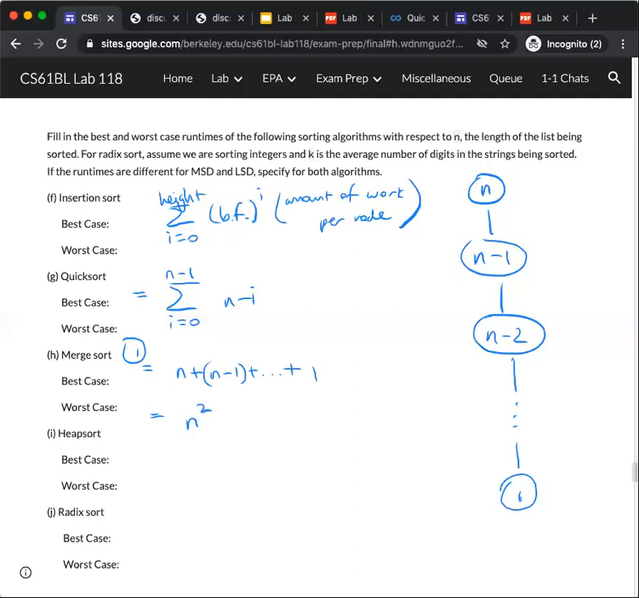Another way that you can solve it is by putting it in terms of two summations. So this is going to be the sum from i equals 0 to n minus 1 of n, minus the sum from i equals 0 to n minus 1 of i. The first expression is just going to be n times n, okay? N times n. And the second expression is going to be 0 plus 1 plus all the way to n minus 1.